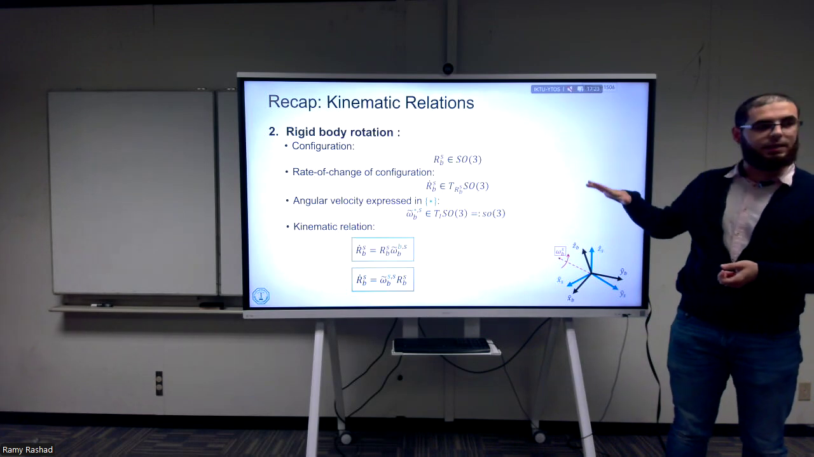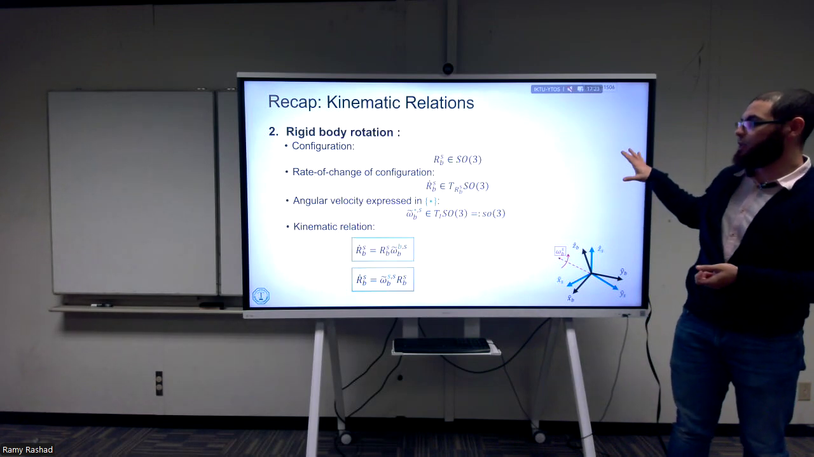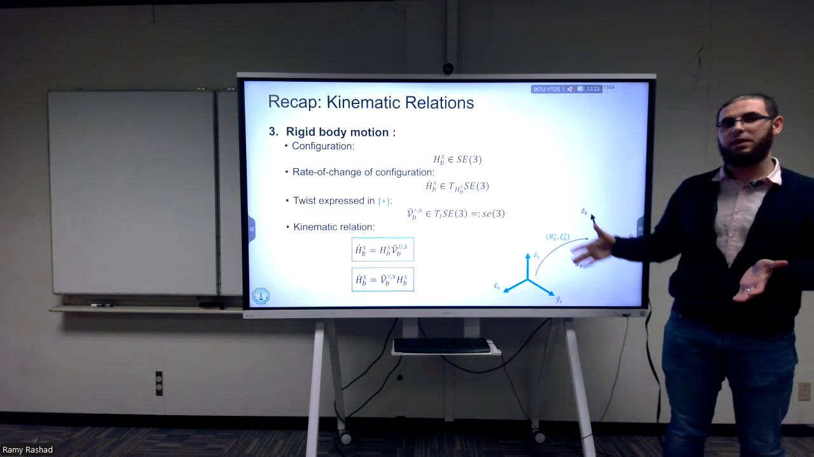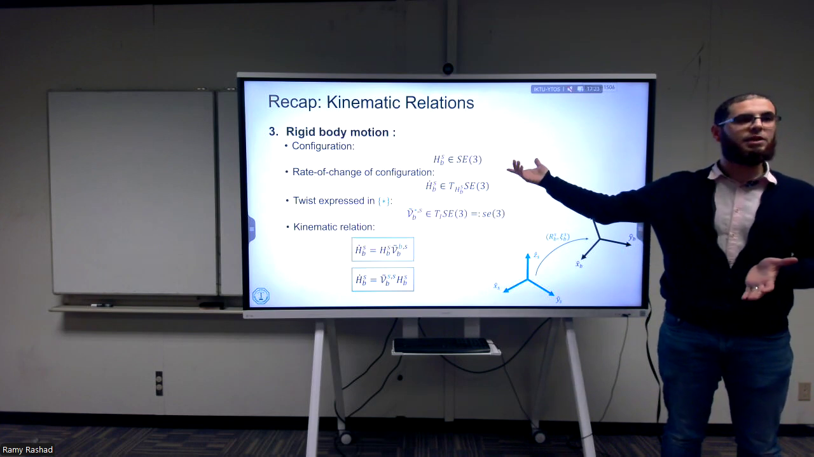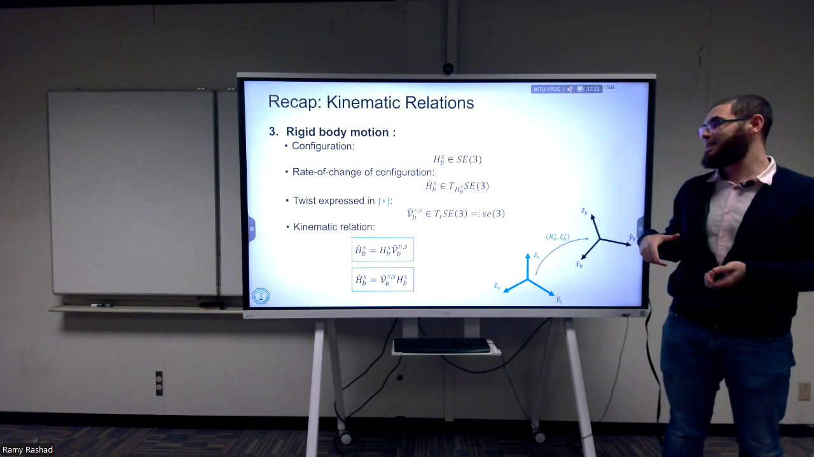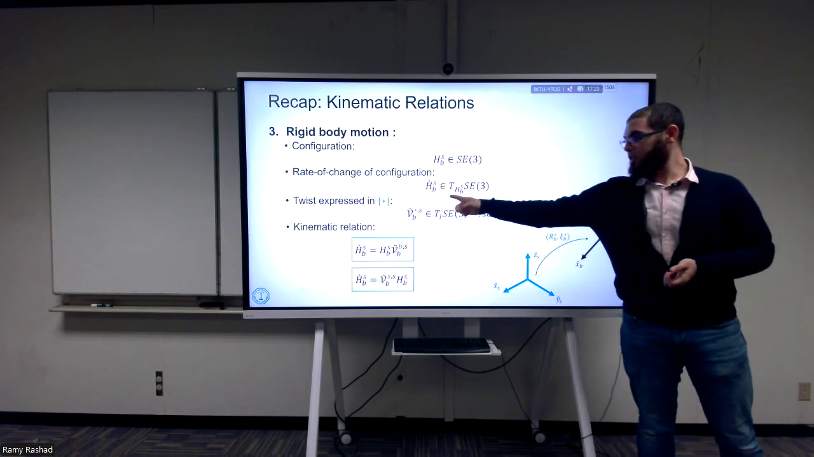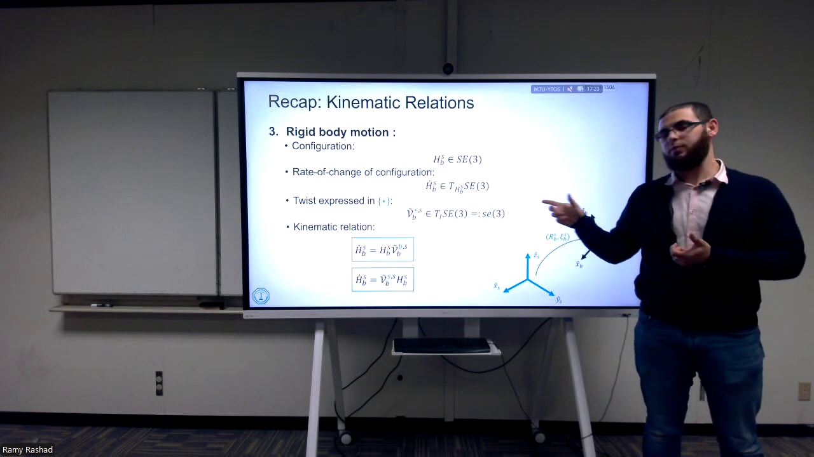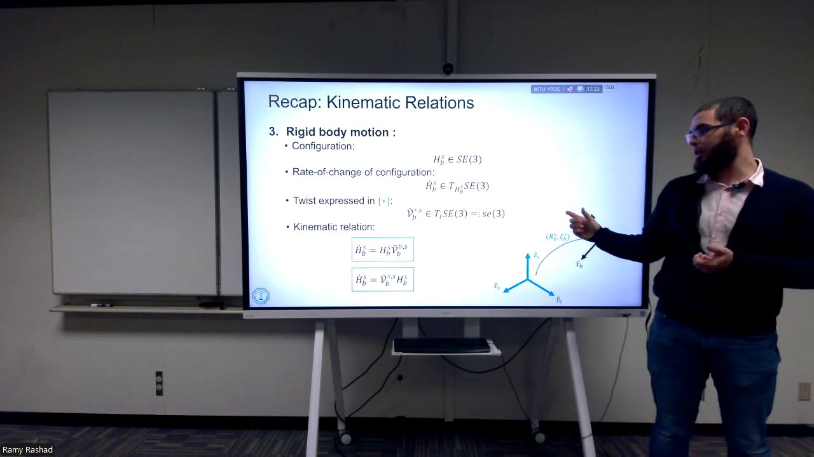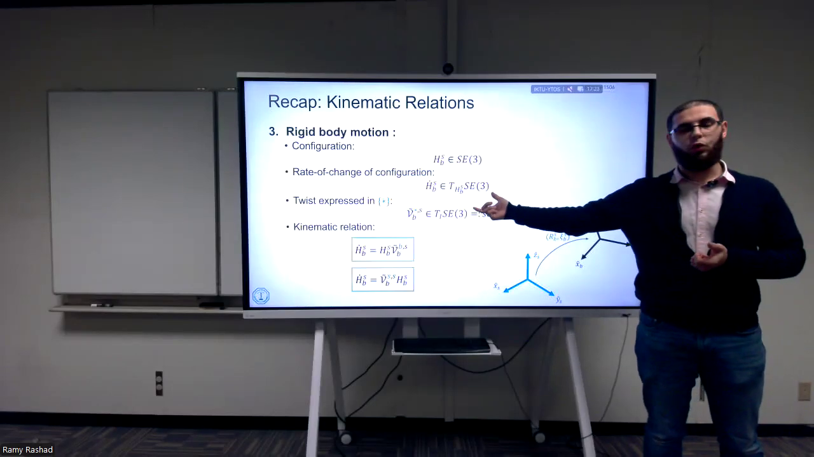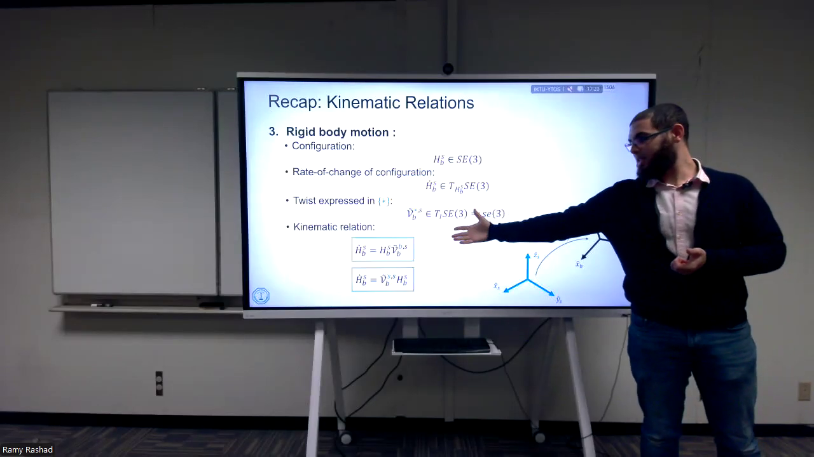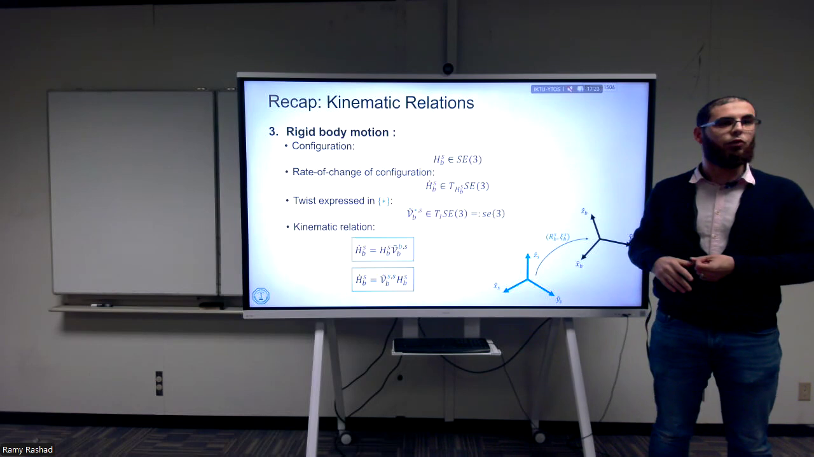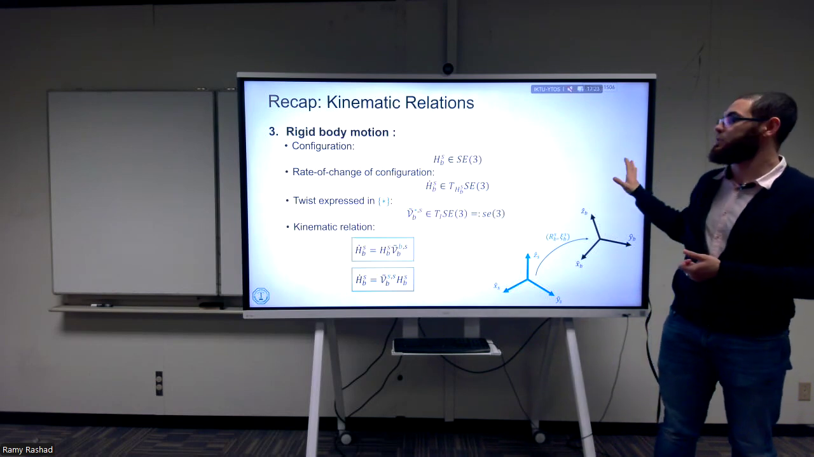With this motivation, going from rigid body rotations to rigid body motion is a piece of cake because everything is exactly the same. Instead of working with elements of SO3, we're going to be working with elements of SE3. The velocities, which are elements of the Lie algebra of SE3, which we call small se3, are called twists. And the twist in matrix form is given by a 4x4 matrix. Multiplying it on the left or the right by the homogeneous transformation gives us the rate of change of this homogeneous transformation.